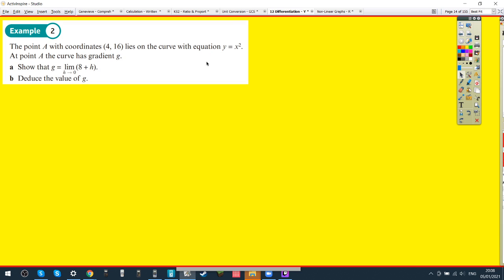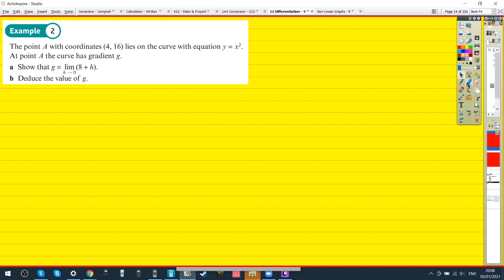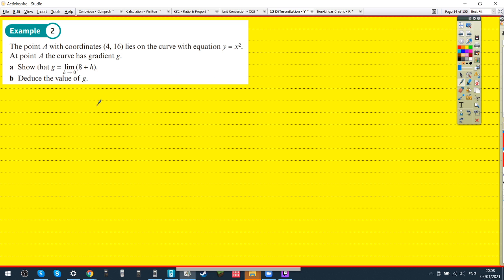Okay. So for this one, we can use some numbers. One point is 4, 16. Another point is 4 plus h, so 4 plus a little tiny bit extra. And the other part will be 4 plus h squared. So it's like y equals x squared. So I'll just write the other one as 4 squared. Okay. Gradient.